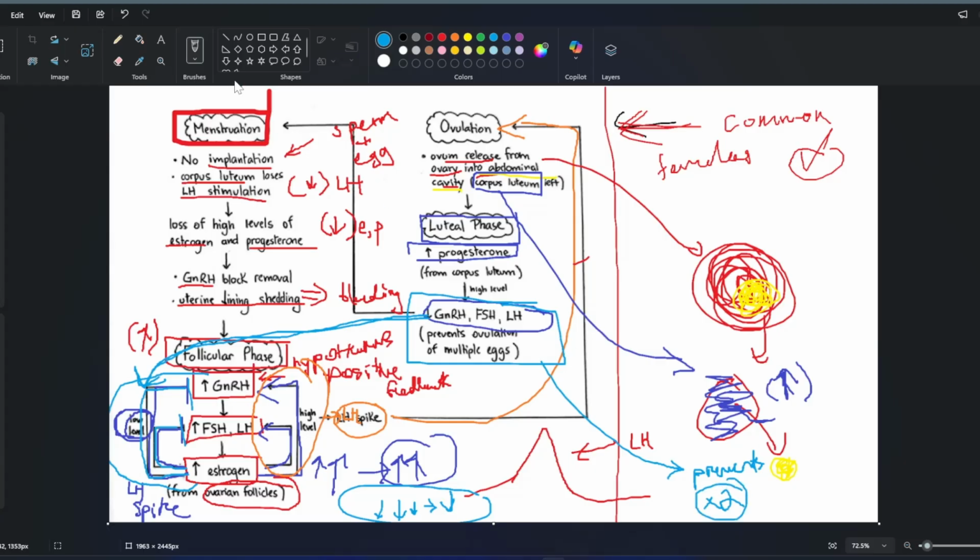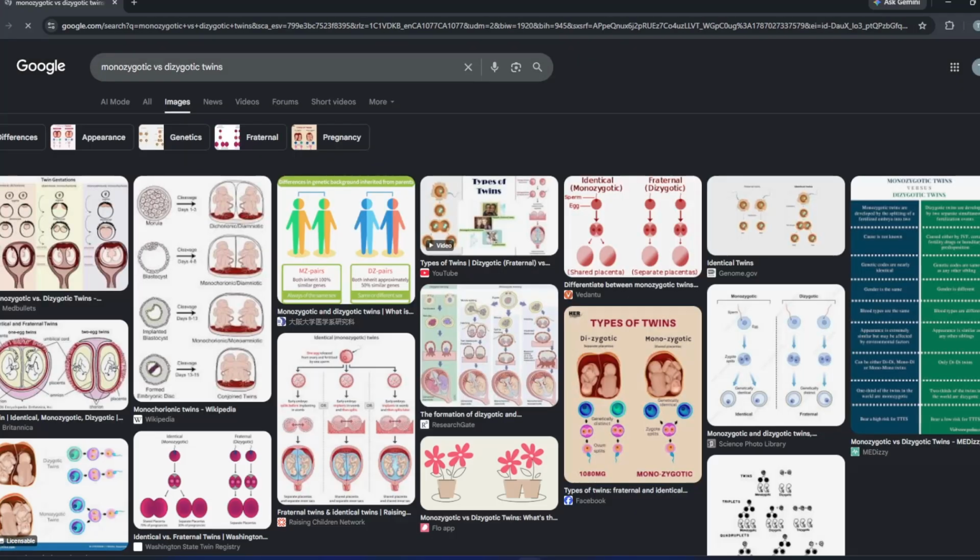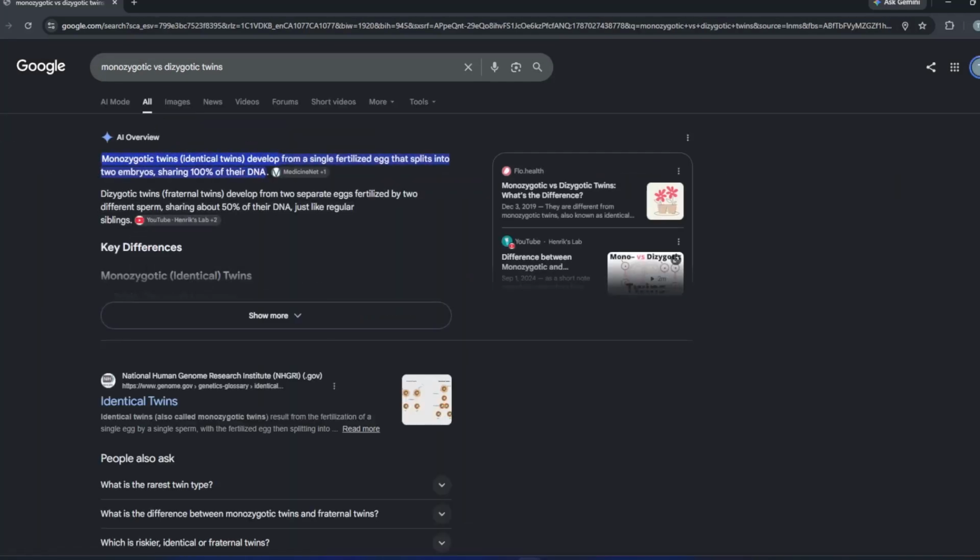Now, it could be the case where a woman has twins. So you can have monozygotic twins or dizygotic twins. Let's say you have monozygotic twins. Monozygotic twins are identical twins from a single fertilized egg that splits into two embryos, right? But dizygotic twins develop from 2 separate eggs fertilized by 2 different sperm cells.